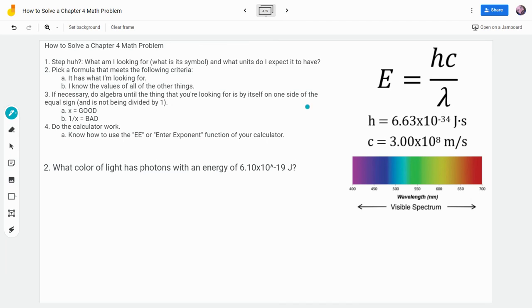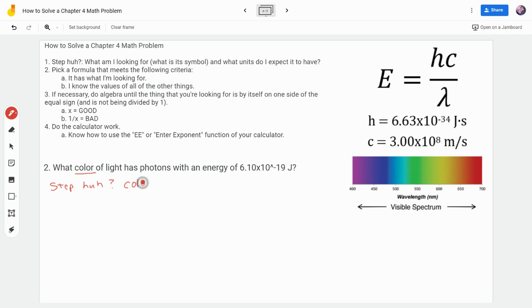Now, the other problem we were going to do is what color of light has photons with an energy of 6.10 times 10 to the minus 19th joules? Okay, so again, what are we looking for? So we're looking for the color.